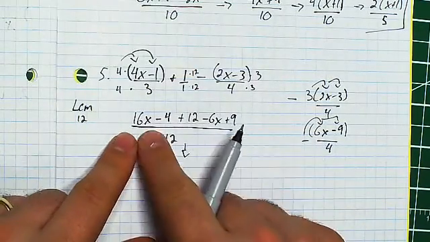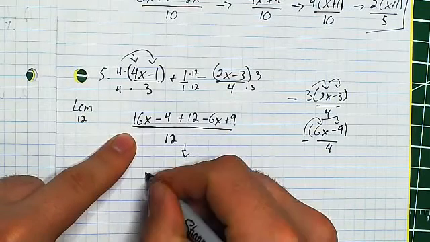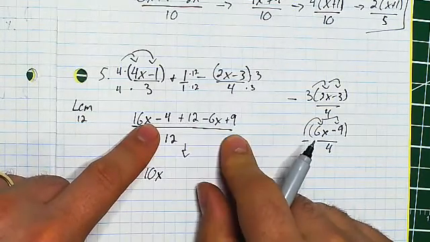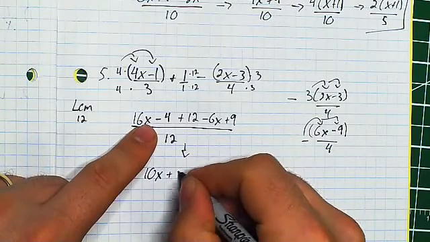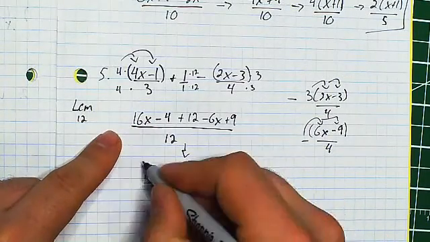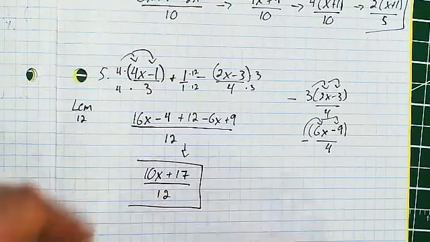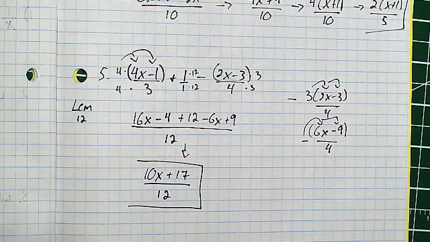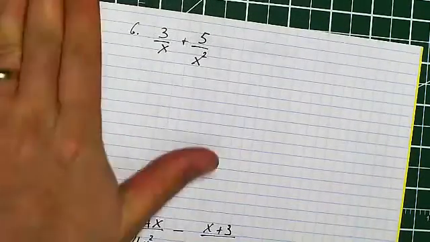At this point, we're just going to simplify. 16x minus 6x turns into a 10x. Negative 4 plus 12 plus 9 turns into a positive 17. And the whole thing is over 12. Again, there are no non-permissible values, as none of our denominators have a variable.